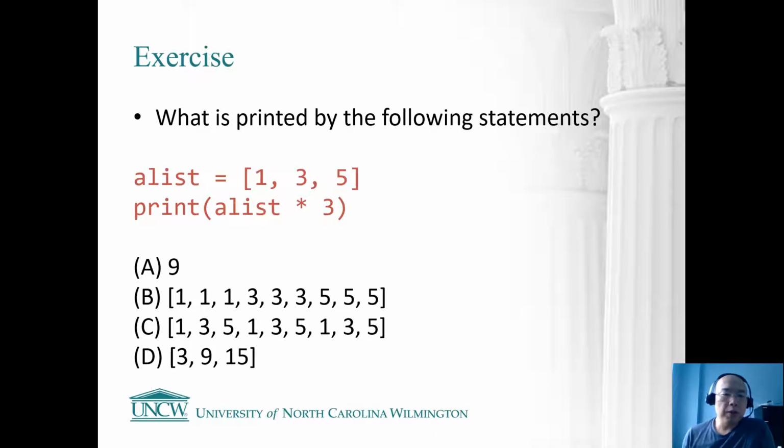Okay, and how about this one? So we created a list called my list with 1, 3, 5, and if we want to multiply by 3, we just did that, right? And then what are we going to get? We should get C, because we are repeating all the elements in this list 3 times. So C is 1, 3, 5, 1, 3, 5, 1, 3, 5. So repeat for 3 times.